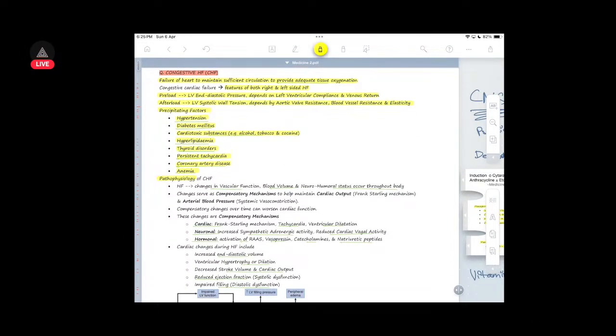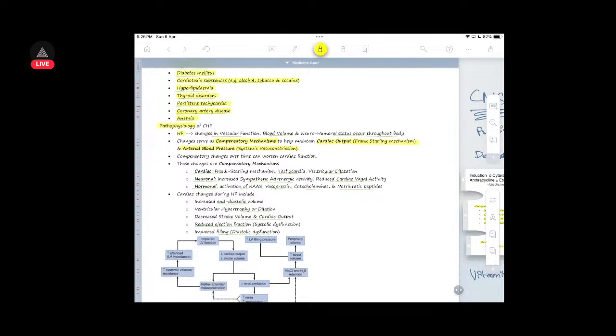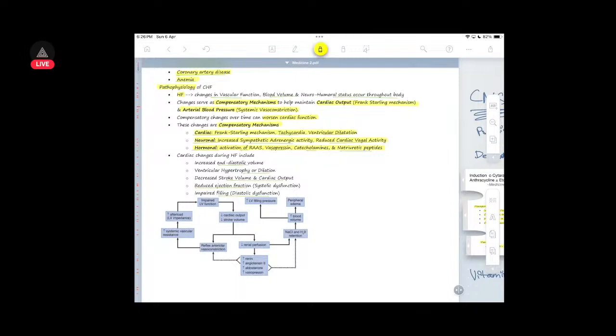So pathophysiology: in heart failure, changes in vascular function, blood volume, and neurohumoral status occur throughout the body. Compensatory mechanisms maintain cardiac output, which is the Frank-Starling mechanism, and arterial blood pressure, through systemic vasoconstriction. Compensatory changes over time can worsen cardiac function. Cardiac compensation includes the Frank-Starling mechanism, which leads to tachycardia, ventricular dilatation, neuronal increase of sympathetic adrenal activity and reduced cardiac vagal activity. Hormonal compensation is activation of RAAS, vasopressin, catecholamines, and natriuretic peptides.